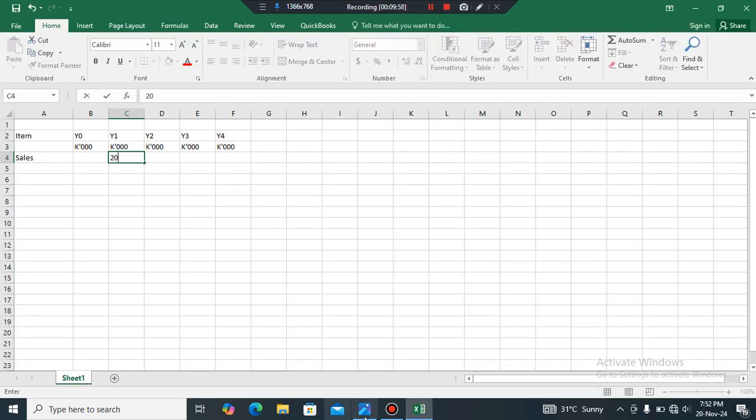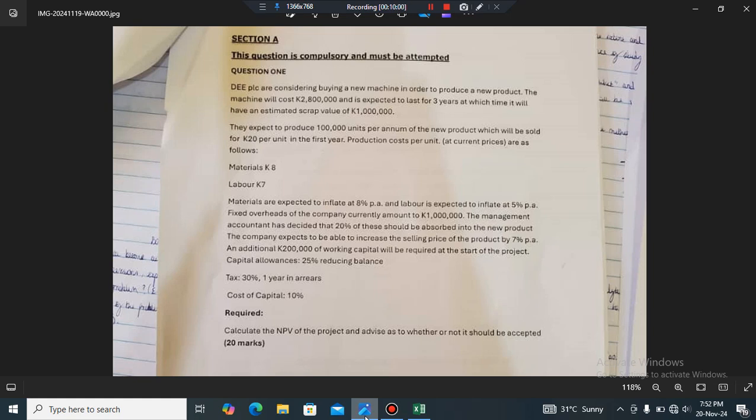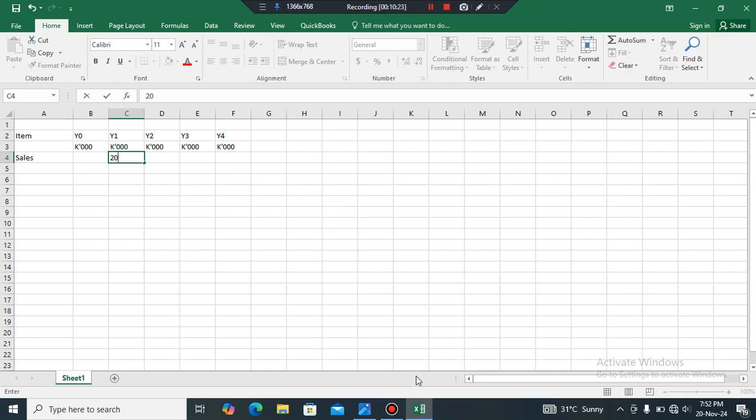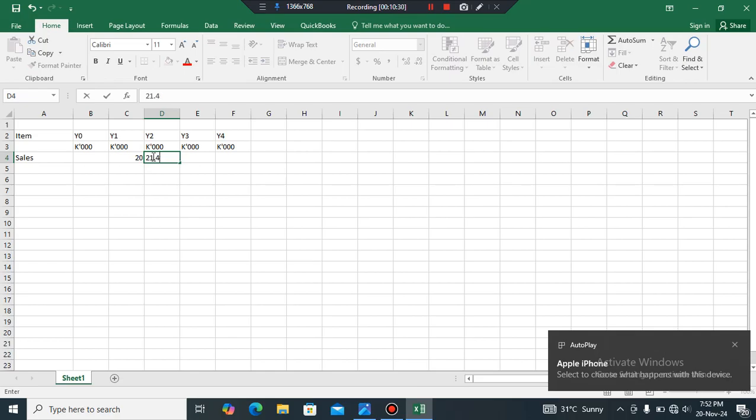Remember, this 20 kwacha is going to inflate. And when does it start inflating? In the second year. So let me find my calculator. Okay, I found my calculator. So we've got 20 kwacha multiplied by 1.07. That's how we inflate. It's going to give us 21.4. Just say 21.40.